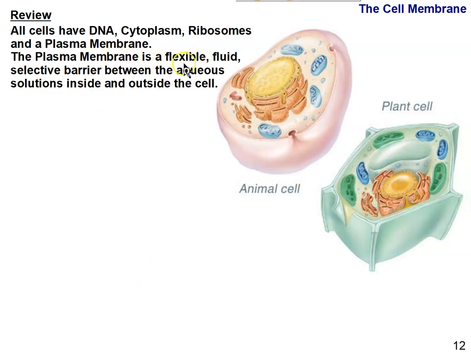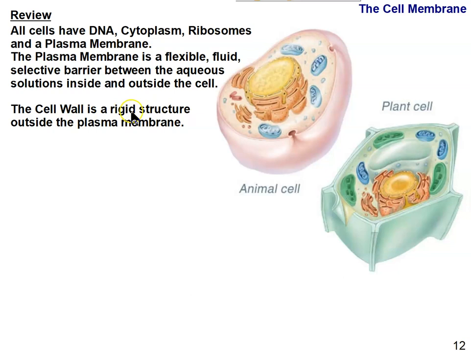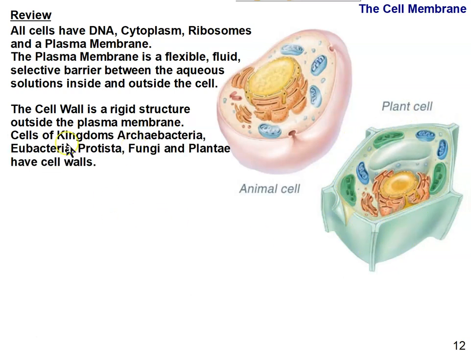The plasma membrane is a flexible, fluid, selective barrier between the aqueous solutions inside and outside the cell. Flexible and fluid. Whereas the cell wall is rigid, and it is outside the plasma membrane. So it's in addition to the plasma membrane, because all cells have a plasma membrane, but not all cells have a cell wall. And those cells that do have a cell wall, it's in addition to the plasma membrane and outside the plasma membrane. So cells of the kingdoms Archaebacteria and Eubacteria and some protists and fungi and plantae all have cell walls.